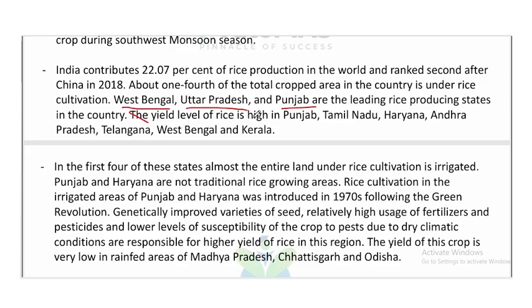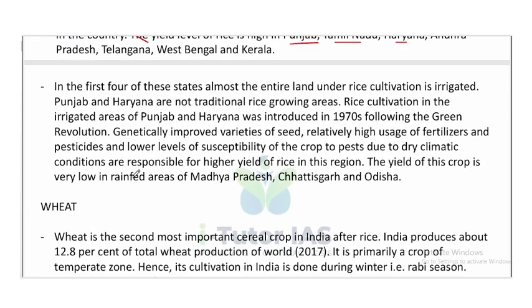The yield level of rice is high in Punjab, then Tamil Nadu, Haryana, Andhra Pradesh, Telangana, West Bengal and Kerala. In the first four of these states, almost the entire land under the rice cultivation is irrigated.